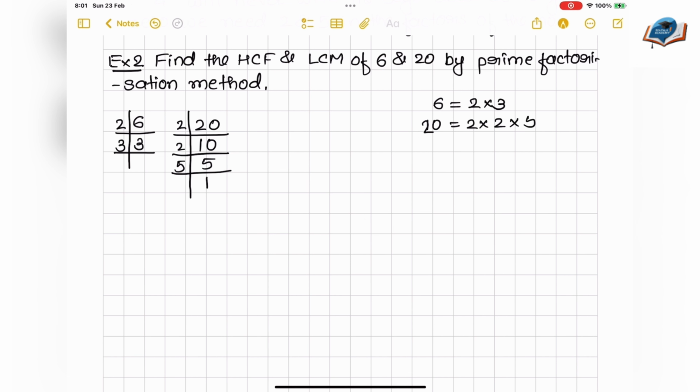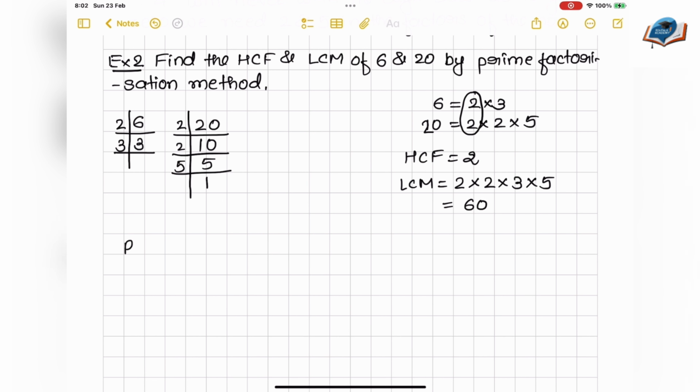If you see carefully, one 2 is common. So HCF is 2. To find LCM, whatever is common you write one time, and leaving that, you write all the factors which are left. So now one 2, one 3 and one 5 are left. So LCM will be 60.